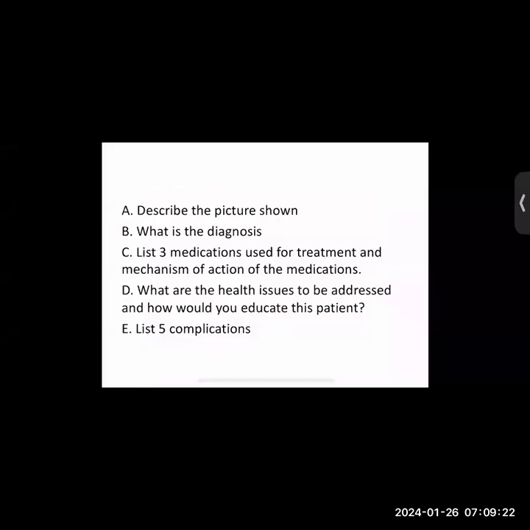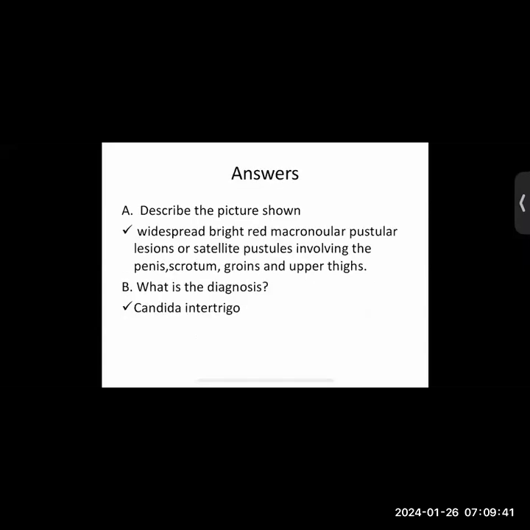The questions are: A, describe the picture shown; B, what is the diagnosis? C, list 3 medications used for treatment and the mechanism of action of the medications. D, what are the health issues to be addressed and how would you educate this patient? And E, list 5 complications.